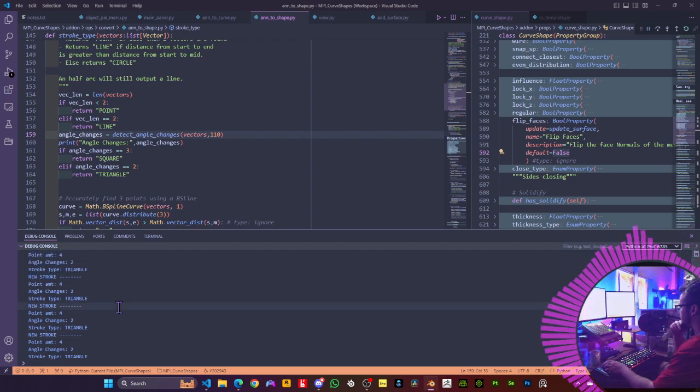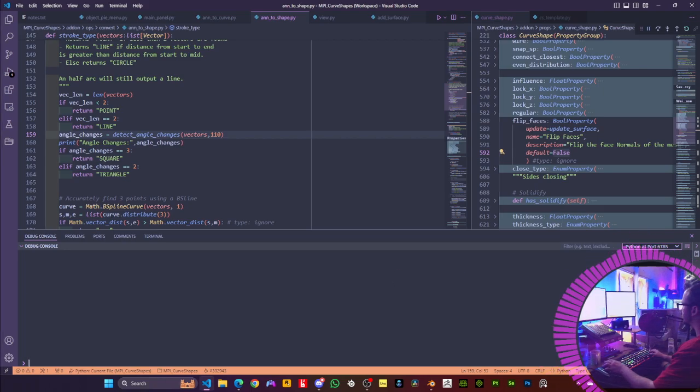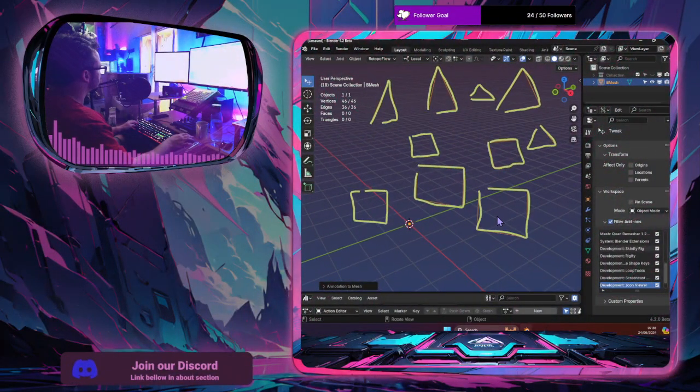Yeah, 1, 2, 3, 4, 5. Yeah, triangles are pretty easy. They're always gonna come out as triangles. I'm still coming back at drawing arcs with 2 lines.